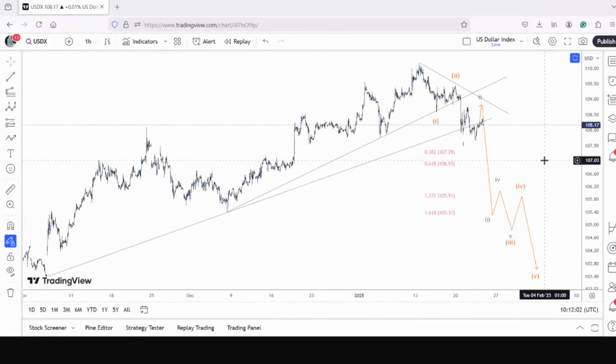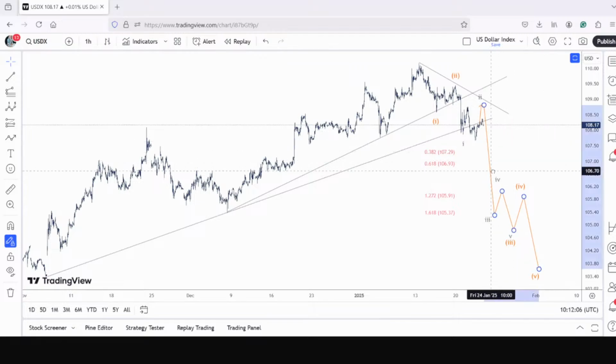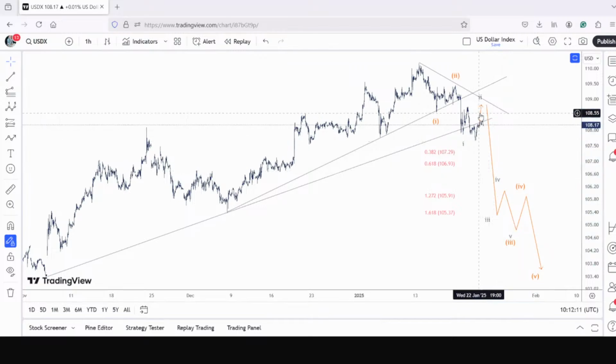Okay, this structure is already done. The only thing I need to do is push the path a little bit on the right hand side and give it away. All right.